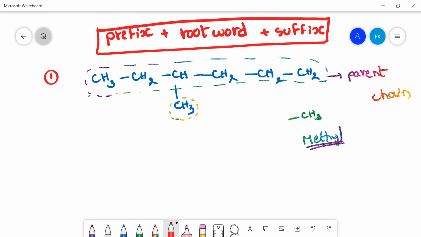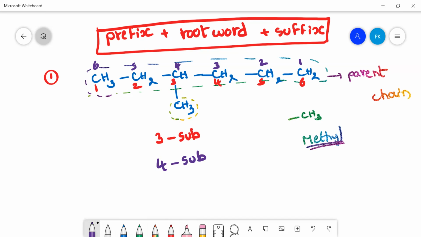I can give numbering from left to right and right to left. If I give numbering from left to right, 1, 2, 3, 4, 5, 6, the third carbon is getting the substituent. If I give it in the opposite direction, right to left, 1, 2, 3, 4, 5, 6, the fourth carbon is getting the substituent. What is the second rule, students? Identify the substituent and see that the numbering of the parent carbon chain is given in such a way that the substituent gets the least numbering. So this is the correct one, students. This is wrong, so this method you don't follow.